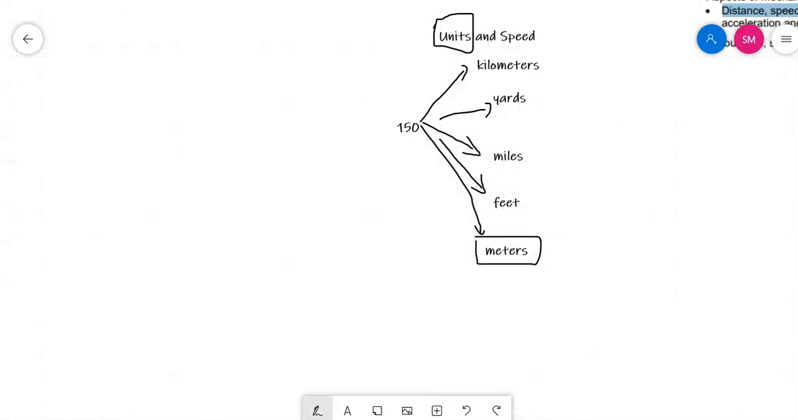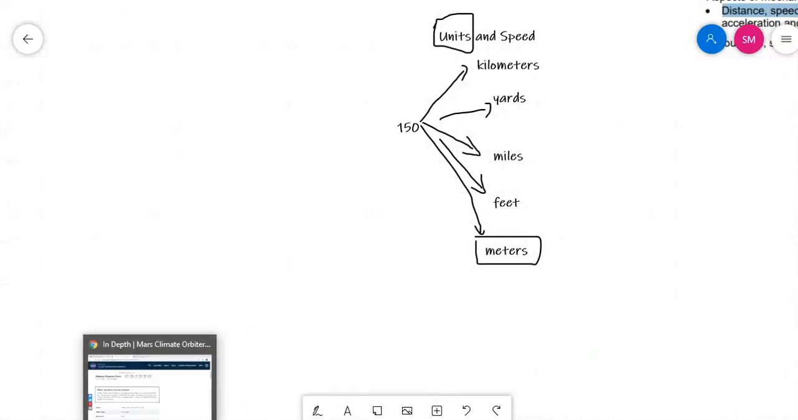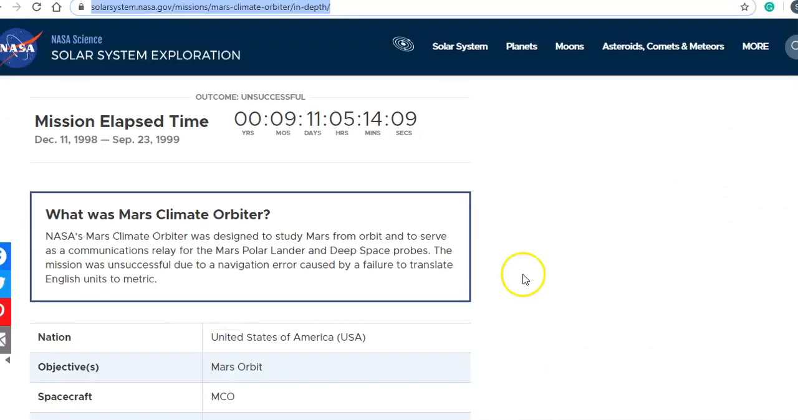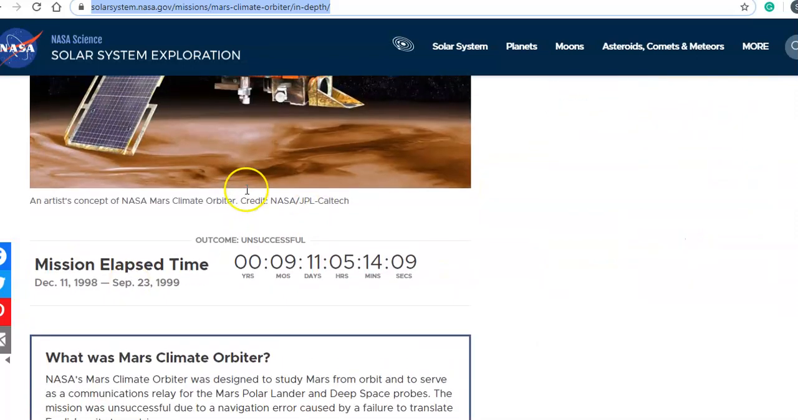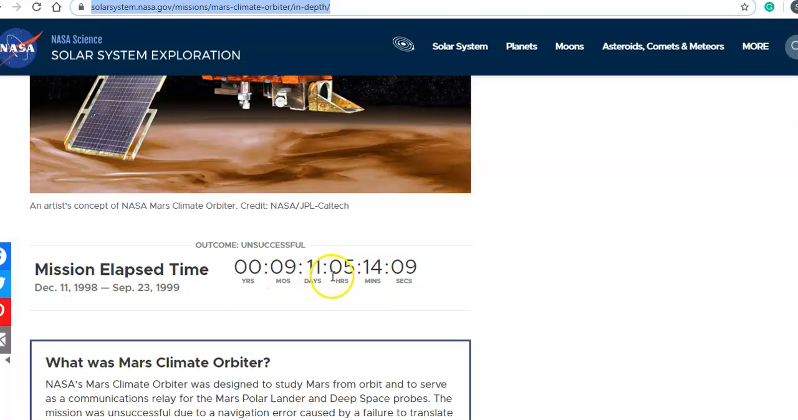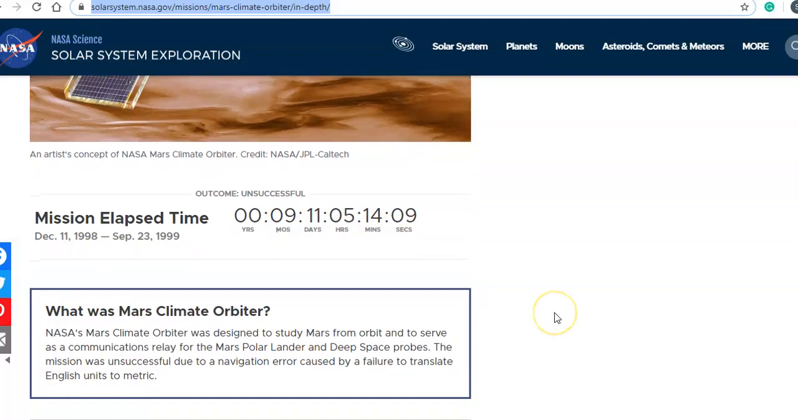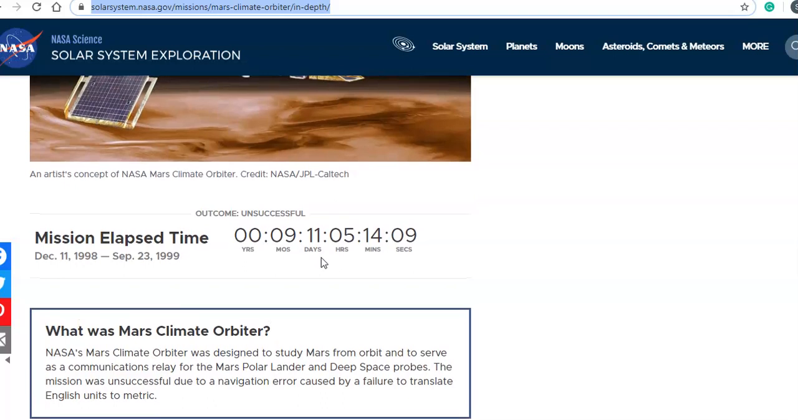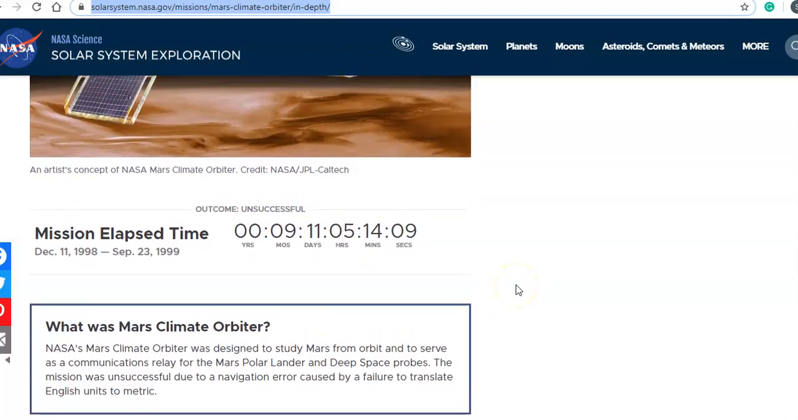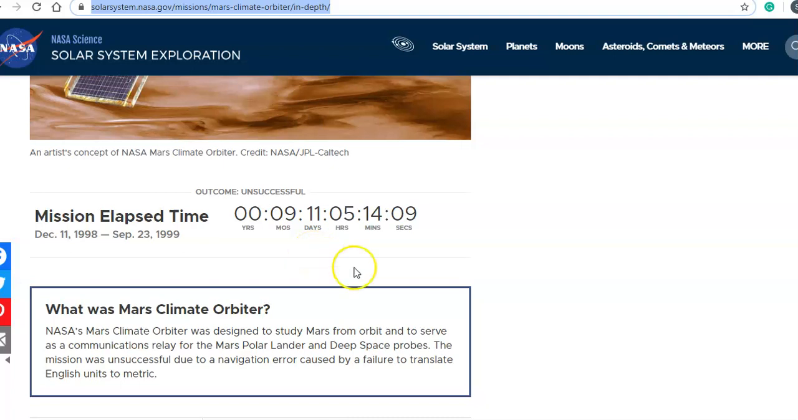An example of why it's really important to use the right units or use the same units is this Mars Climate Orbiter, which was launched in 1998, went for 9 months, 11 days, 5 hours, 14 minutes, and 9 seconds. It was designed to orbit Mars and then be used as a communication device for a rover that was going to be going around on Mars. So this was designed to study Mars from orbit and serve as a communications relay for the Mars Polar Lander and deep space probes.